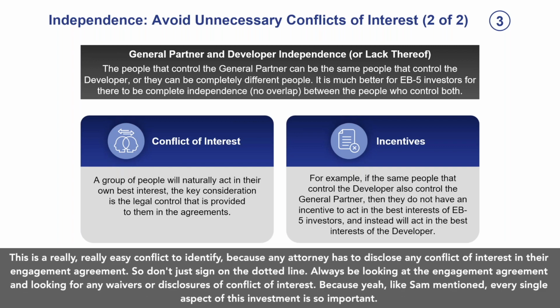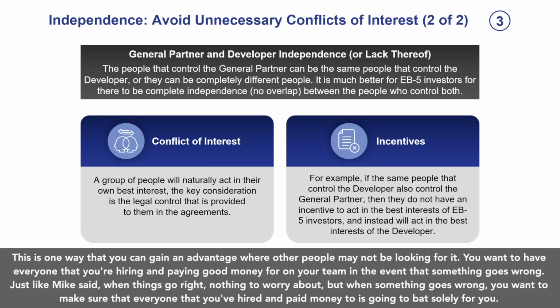And this is a really, really easy conflict to identify, because any attorney has to disclose any conflict of interest in their engagement agreement. So don't just sign on the dotted line. Always look at the engagement agreement and look for any waivers or disclosures of conflict of interest, because, like Sam mentioned, every single aspect of this investment is so important. And this is one way that you can gain an advantage where other people may not be looking for it.